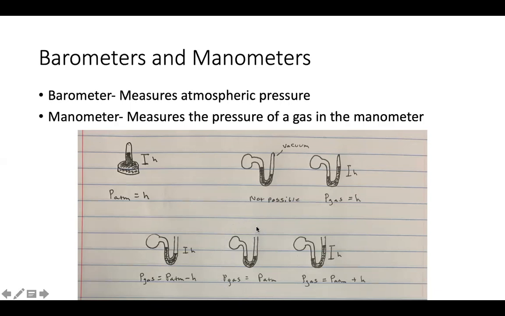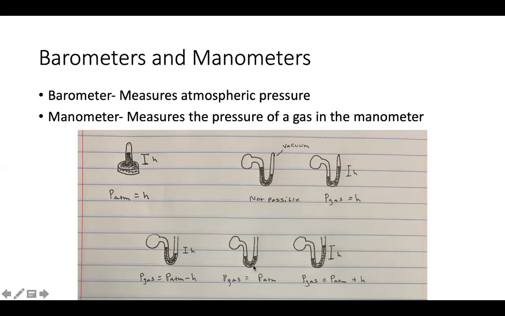And so in this circumstance, again, it's open, so the atmospheric pressure pushes down. And notice that there's no height differential. The heights are equal. When this is the case, your pressure of your gas and your atmospheric pressure are exactly the same, okay? Now, they're not often the same. There's often a height differential.